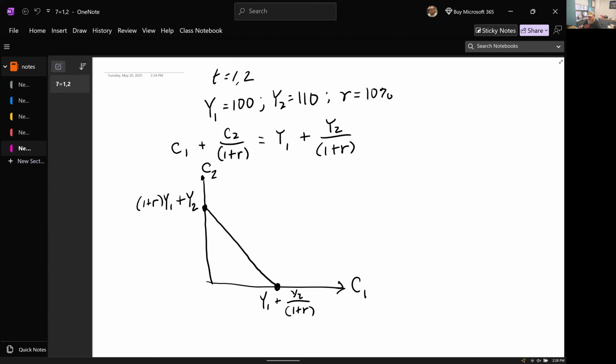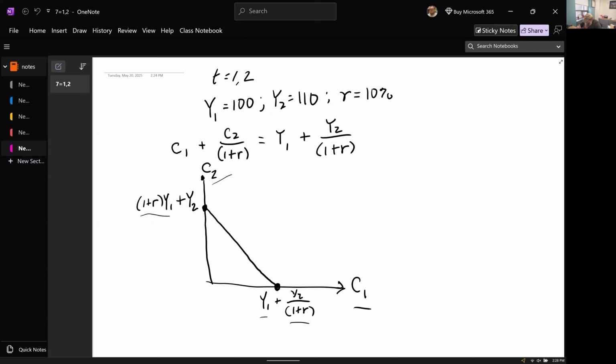Okay, the most you can spend on C1 is the amount of money I get in time period 1 plus the discounted value of the money I'm going to get in the future. And then the most I could consume of C2 would be the future value of the money I'm going to receive in time period 1 plus the income I'm going to receive in time period 2.